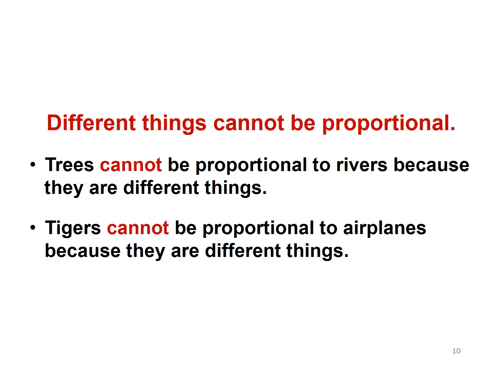Different things cannot be proportional. Trees cannot be proportional to rivers because they are different things. Tigers cannot be proportional to airplanes because they are different things. Different things cannot be proportional.